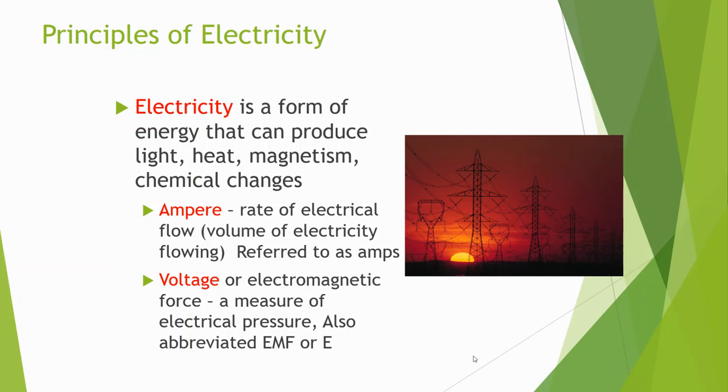monetary value of it. The first term you need to know is ampere, which some people might call amp for short. Ampere is defined as the rate of electrical flow. So it's the amount of electricity flowing through. The second term is voltage. Voltage is a measure of electrical pressure. It is oftentimes called volts, or it might also be referred to as EMF.